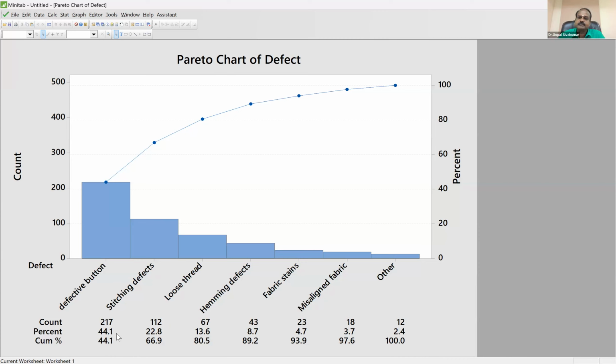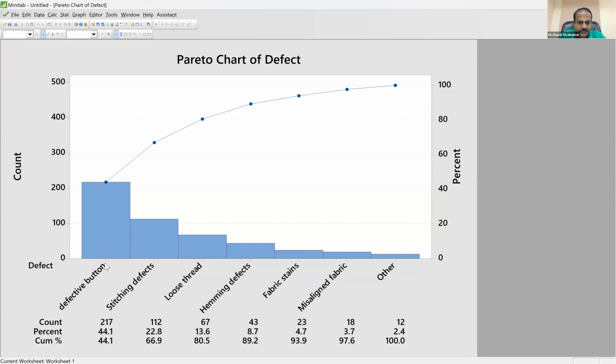Am I right? That means 44% of the customer dissatisfaction, customer complaints can be prevented by working on the first problem, which is defective buttons. All of you understand? The 44% is the contribution with respect to the overall number.